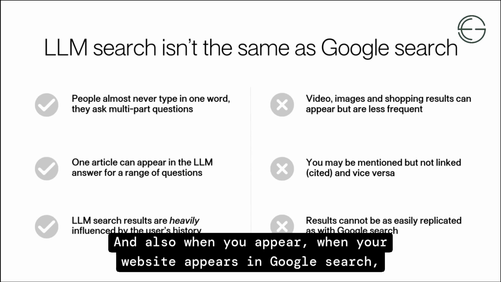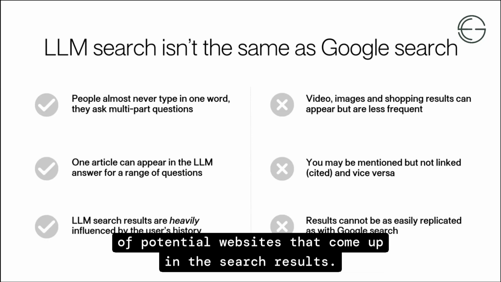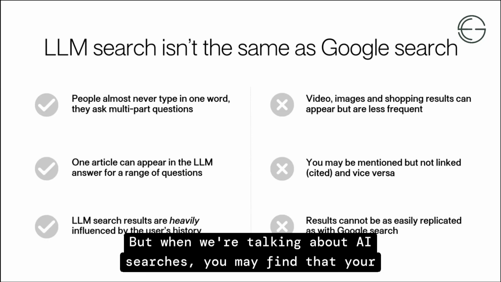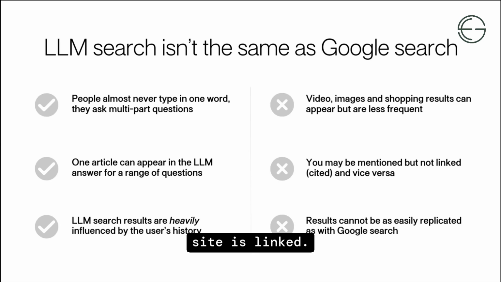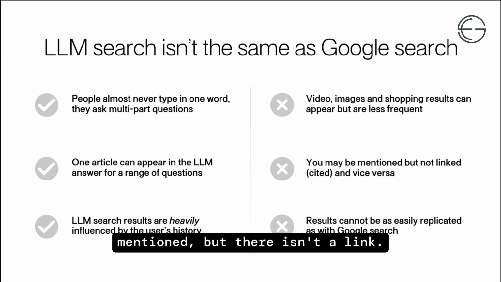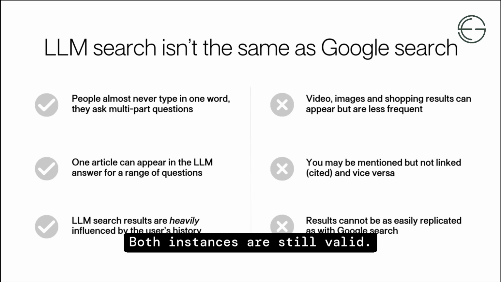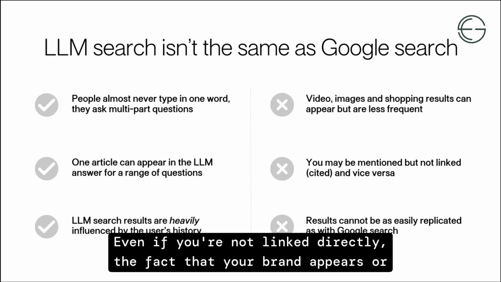And also, when your website appears in Google search, as you know, there's always a link to your website in that long list of potential websites that come up in the search results. But when we're talking about AI searches, you may find that your site is linked, but you also may find that your name or your brand name is simply mentioned, but there isn't a link. Both instances are still valid, even if you're not linked directly.